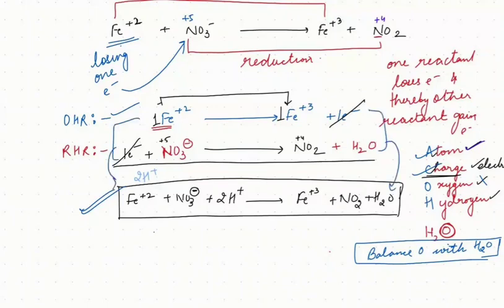Why did I add water on the product side? Because there is 1 oxygen short on the product side. So 1 oxygen I can bring into the picture by adding 1 water molecule. You understand my point? Any doubts in this? So that is the concept.